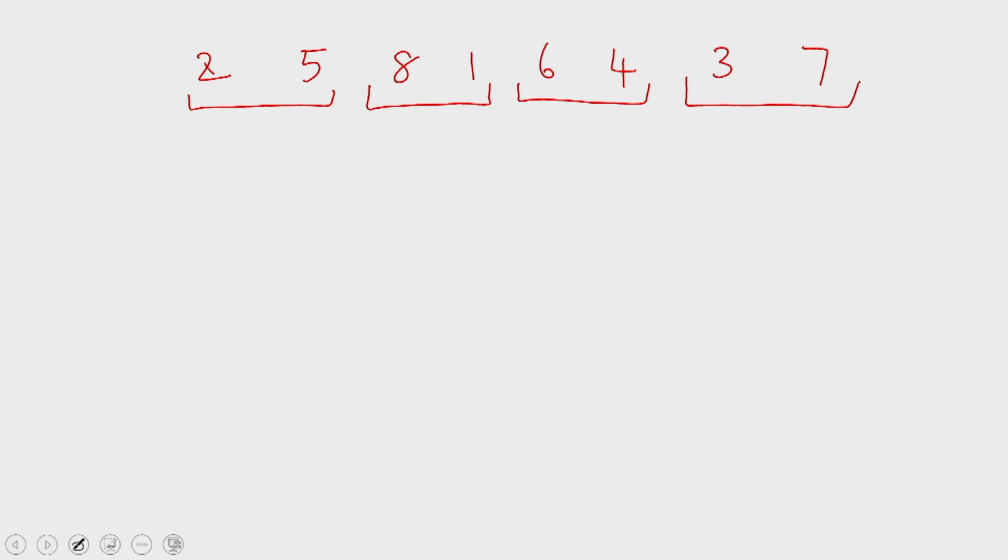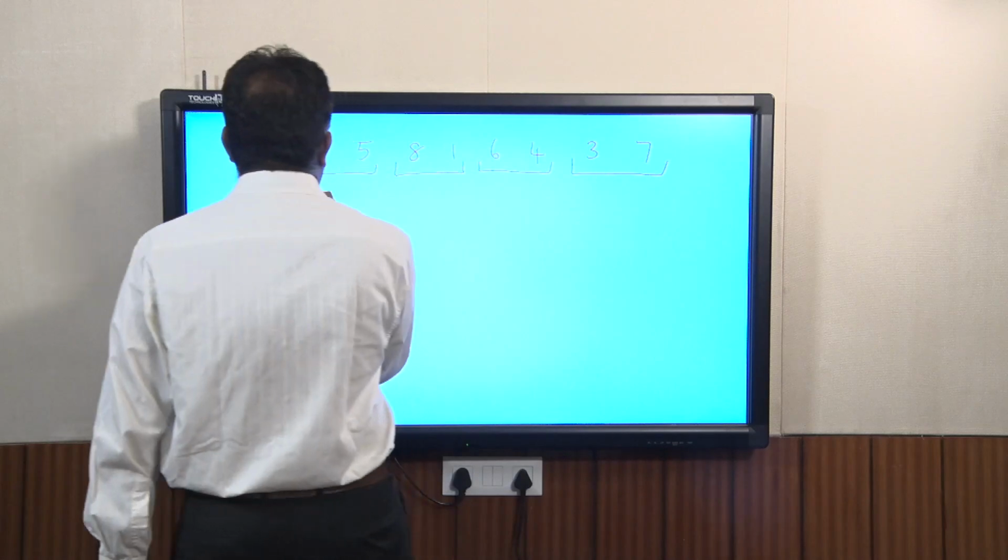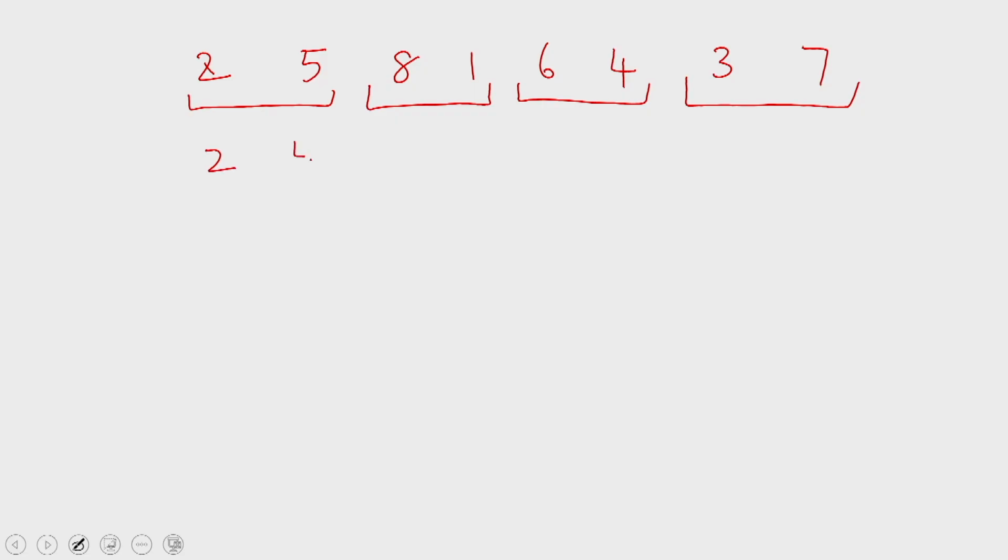So, within the first group I have 2 and 5, we compare 2 with 5, we find that 2 is smaller than 5, so there is nothing to do. So, the first 2 elements will be retained as it is. When we look at the next pair of elements, which is 8 and 1, we find that 8 is larger than 1. So, when we sort them, 1 should come first. Therefore, we compare them and then exchange them. After the exchange, 1 will come to the left side and 8 will come to the right side.